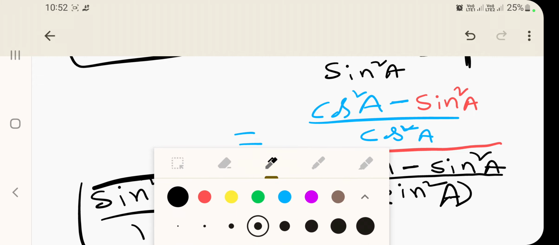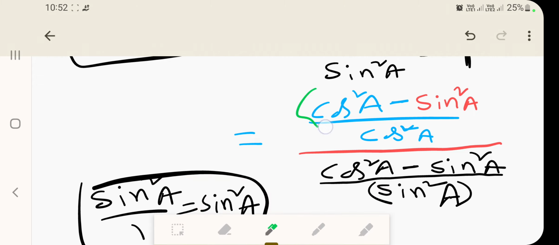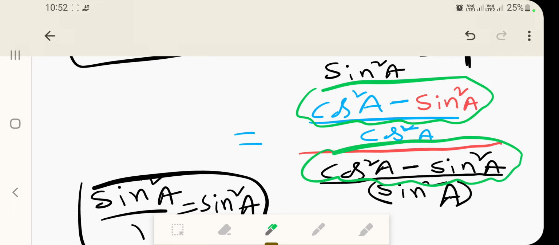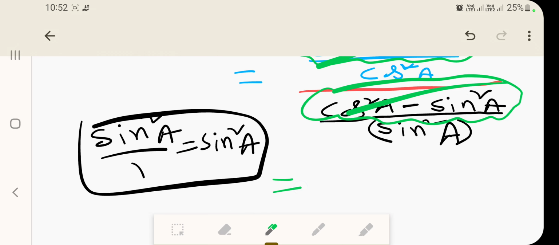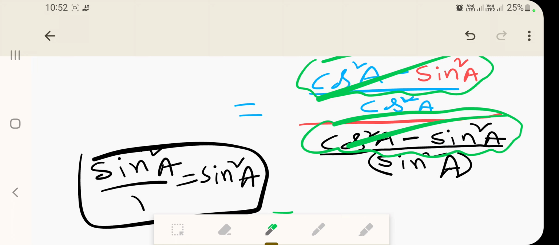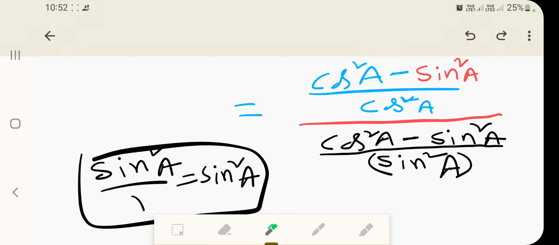If you observe carefully this ratio, here we have cos square A minus sin square A, and here we have cos square A minus sin square A. So these two, which I have marked with the green color, we can cancel. So cos square A minus sin square A cancels. What we are left with is cos square A in the denominator of the numerator, and sin square A in the denominator of the denominator. So this sin square A goes into the numerator, and this cos square A comes into the denominator. It became more clumsy, so I am erasing here.